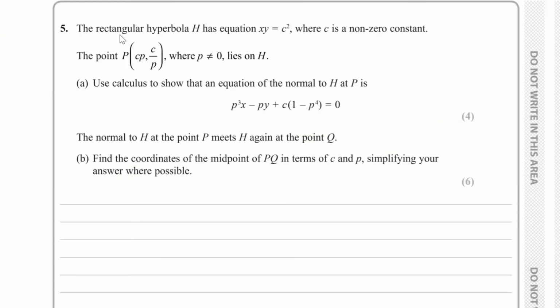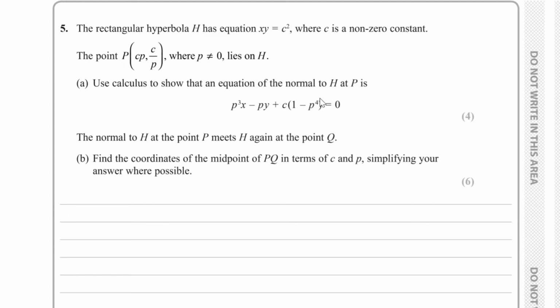Question number 5. The rectangular hyperbola H has equation xy equals c squared, where c is a non-zero constant. The point P with coordinates (cp, c/p), where p doesn't equal 0, lies on H. We have to use calculus to show that an equation of the normal to H at P is p cubed x minus py plus c lots of 1 minus p to the 4 equals 0.